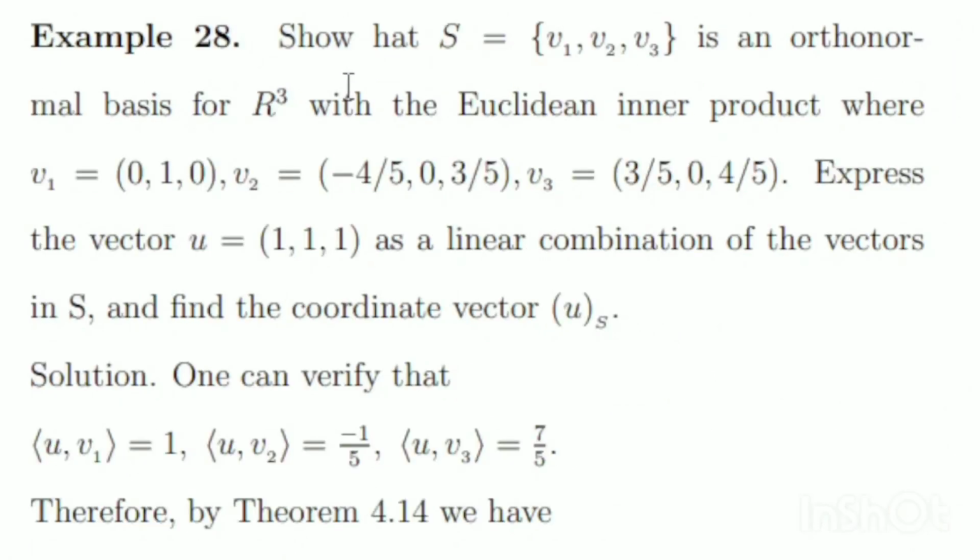So look at this example. Show that S equal to {V1, V2, V3} is an orthonormal basis for R3 with the Euclidean inner product, where V1 equal to (0, 1, 0), V2 equal to (-4/5, 0, 3/5), V3 equal to (3/5, 0, 4/5). Express the vector u as a linear combination of the vectors in S and also find the coordinate vector of u with respect to S.